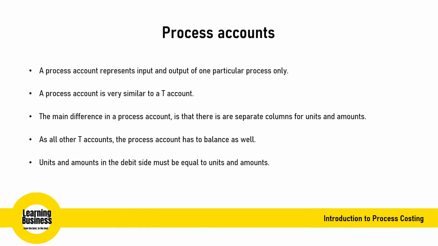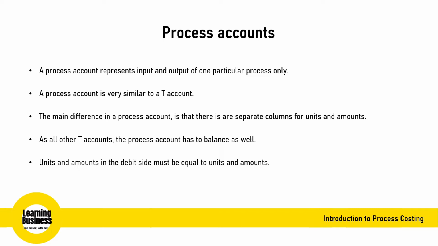So the heart of process costing lies in the process accounting or process accounts. A process account is very much similar to a T account. On the left hand side of the account, you have the input. On the right hand side of the account, you would denote the output. Now, what's different between a process account and a T account is that in addition to an amount column, you would also see a unit column on either side.